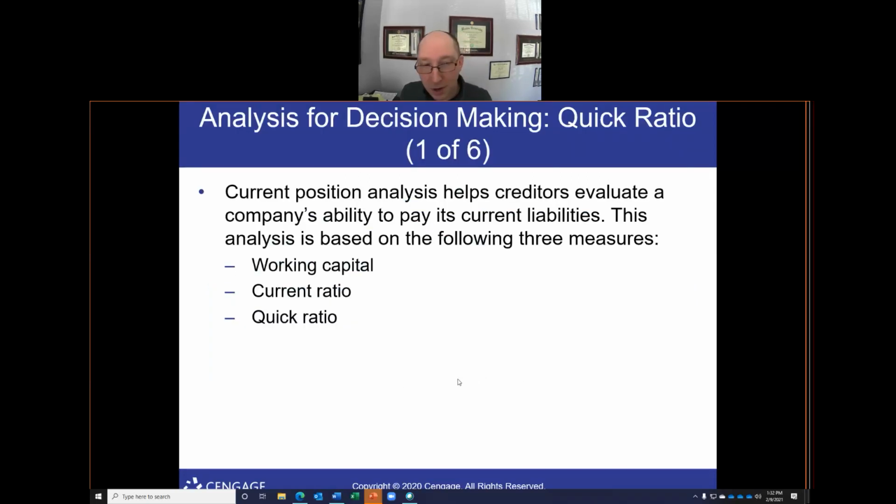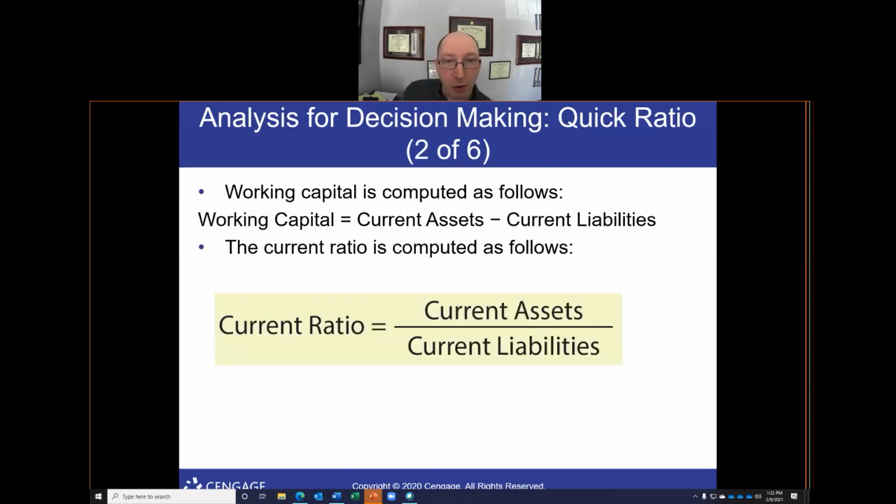Analysis of this. A couple of ratios. Working capital, current ratio, and quick ratio. These are good ratios to know, okay? Working capital is you take your current assets minus current liabilities. Working capital is used by companies to reinvest into the company.